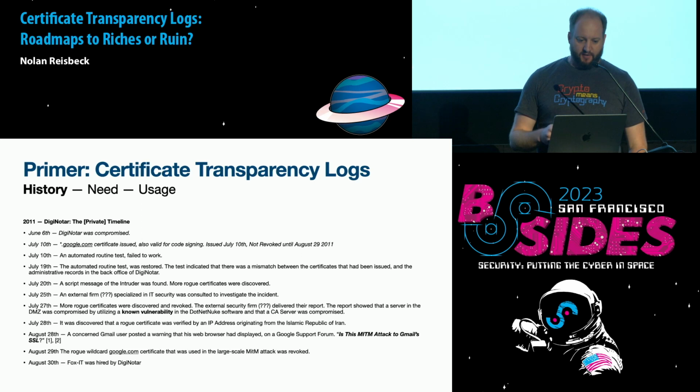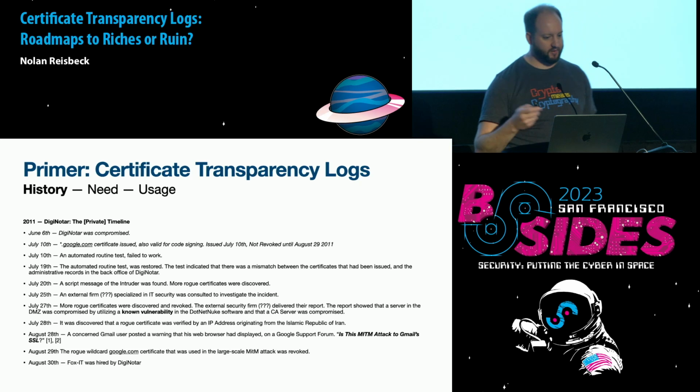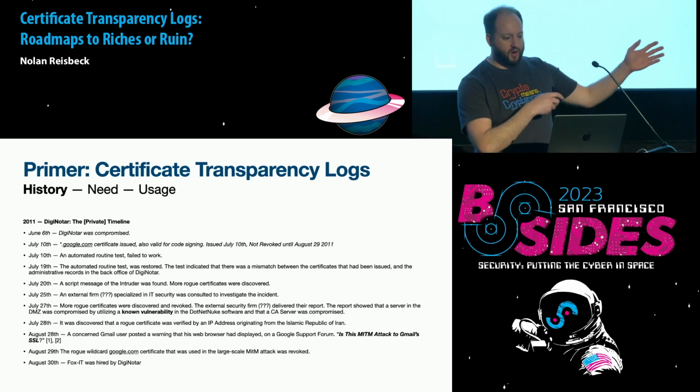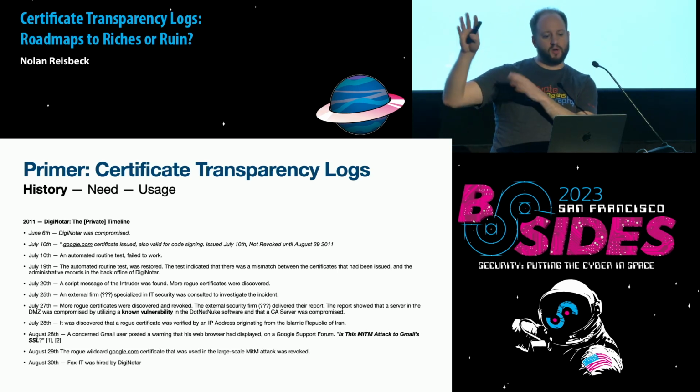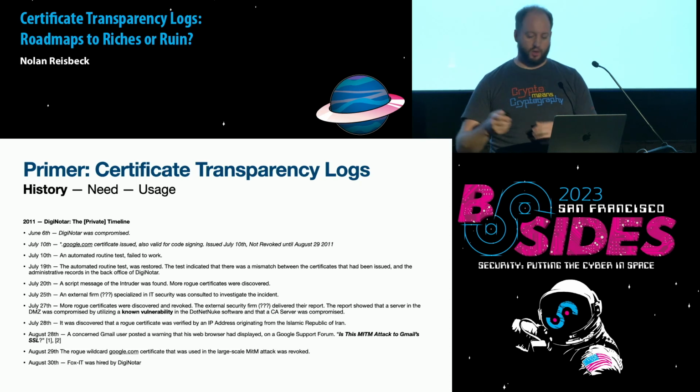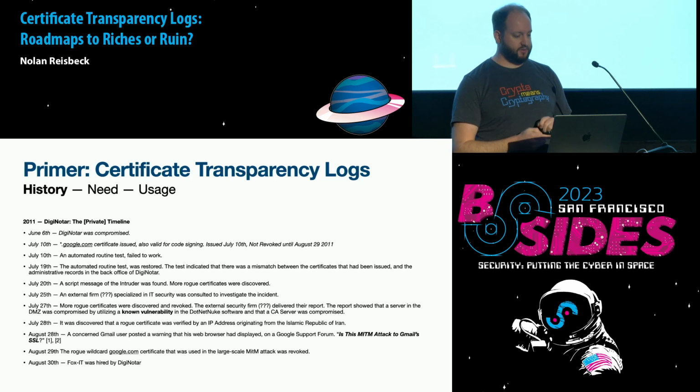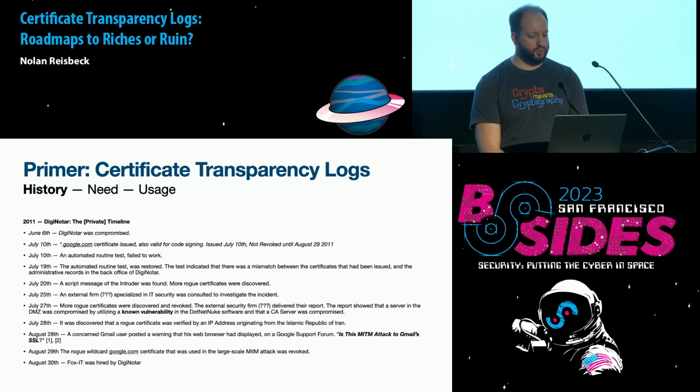It was discovered that one of the rogue certificates had been verified by an IP address originating in the Islamic Republic of Iran. So basically, when you're navigating around on the web, your browser will say, yep, that's fine and good. I see that certificate. I verified the chain. It does look valid, but there's a little bit more that goes on in the background that needs to happen in order for that certificate to actually be verified. So they saw that some browser in Iran had requested to verify that certificate.